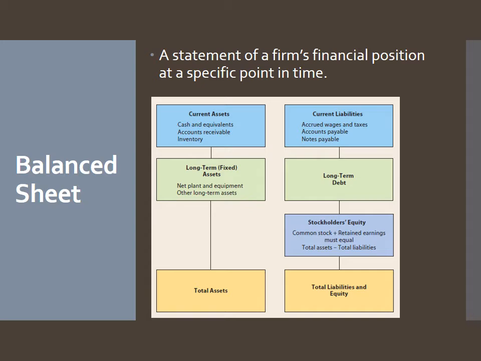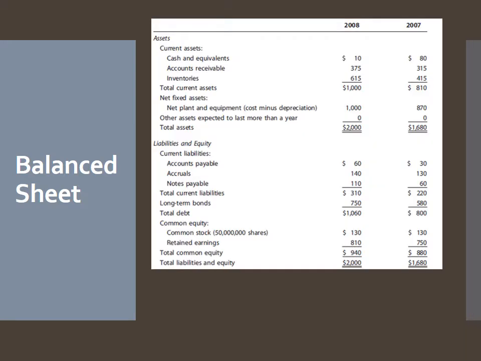Please take note that stockholders' equity is usually paid-in capital plus retained earnings. What we mean by retained earnings is the accumulated income over the years, and paid-in capital is the actual payment for the capital, or for the stocks for that matter. Okay, so let's go into an example. This is an example from years ago, 2008 versus 2007. Please take note that this is in millions of dollars.